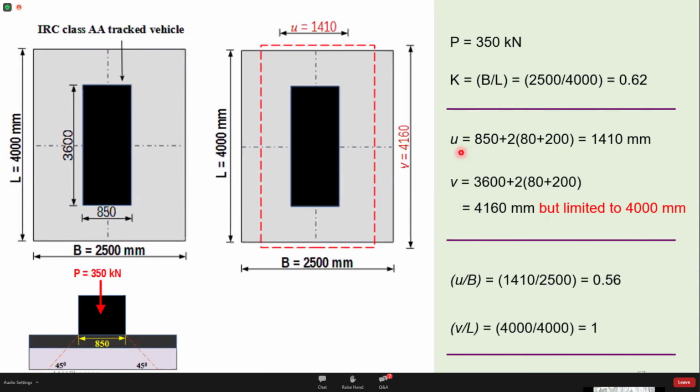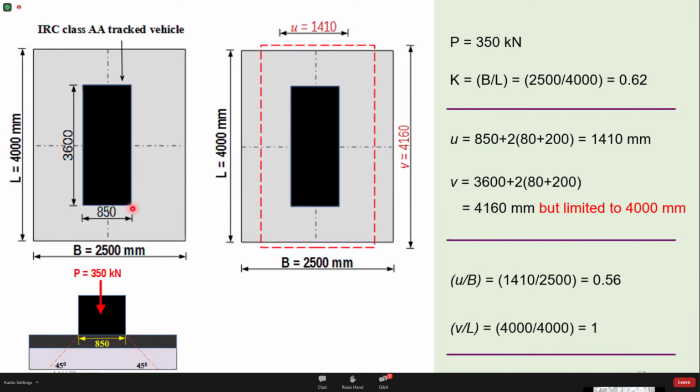U is the dispersion of the load in this direction along the width. So I can calculate it by 850 plus 2 times the thickness of bearing course plus the thickness of the slab. This gives me 1.41 meters in this direction. That is, U is equal to 1.41 meters.